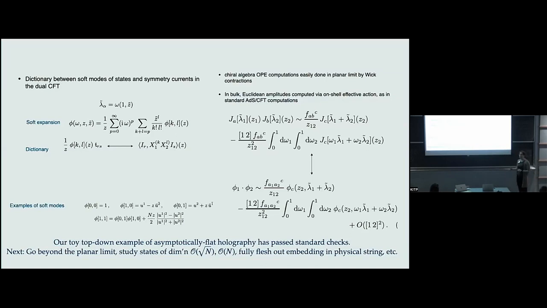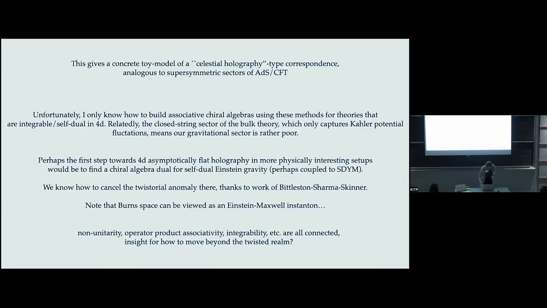The 4D theory is integrable in flat space, so the scattering is trivial, but on Burns space it becomes non-trivial, so there's actually something to compute there. And you can compute, as you normally do in AdS/CFT, Euclidean amplitudes by evaluating the appropriate terms in the on-shell action by the standard prescription. And okay, there's a perfect match, otherwise I wouldn't be wasting your time telling you about this. So the duality works nicely.